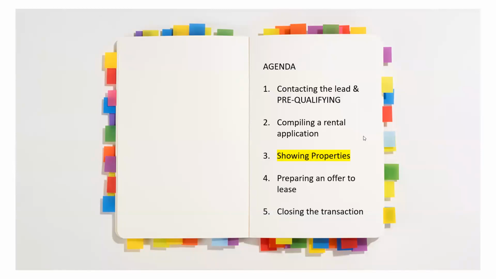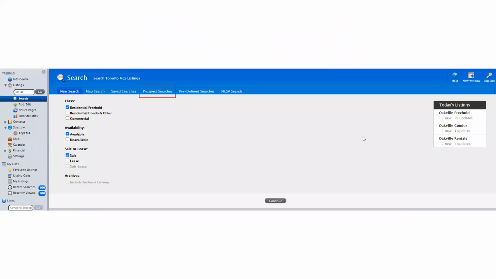All right, so let's talk about showing properties. Hopefully you do set them up on prospect search. So again, if you guys are new to real estate, I know you've taken your TREB orientation. There's a lot of information in that orientation, so I like to just point out what you need to know when you've had that conversation with a lease lead. You want to be sending them properties directly from TREB. So whatever MLS system you're using, you want to set up either a prospect search or collab.